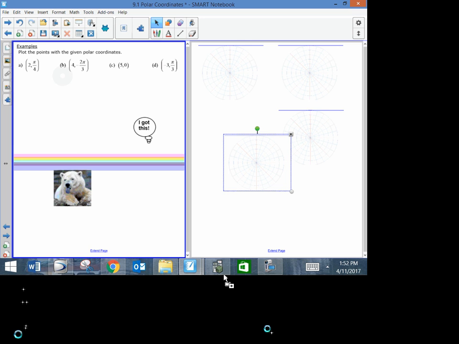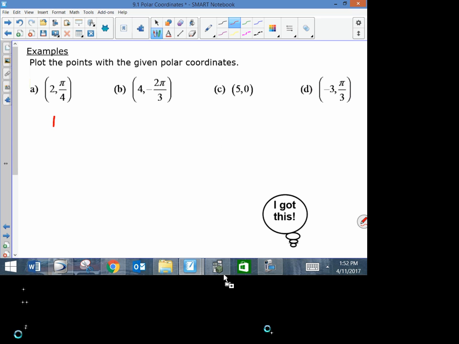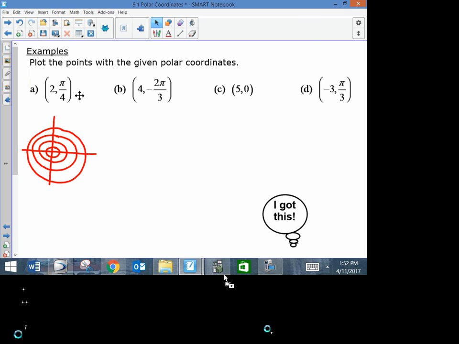Let me get this on single page. Okay, so your polar graphing paper, if you ever Google polar graphing paper, it'll look like that. Those are concentric circles. Pi over 4 would be right smack in the middle. So this is pi over 4.